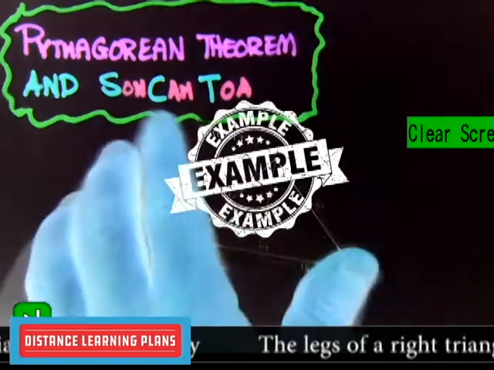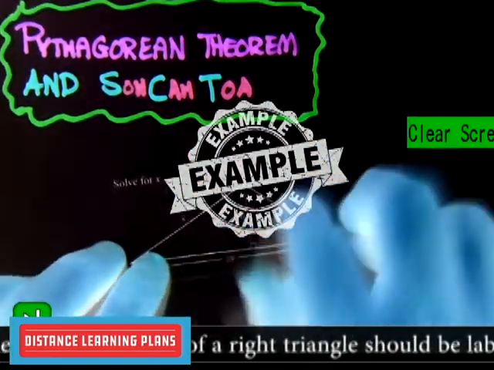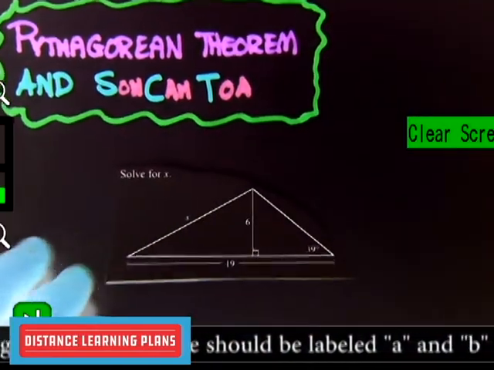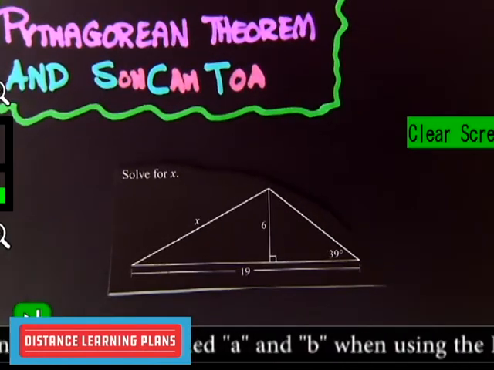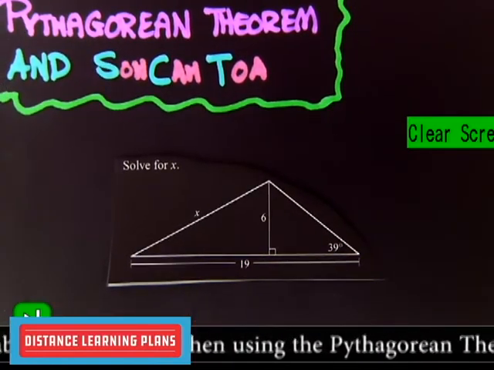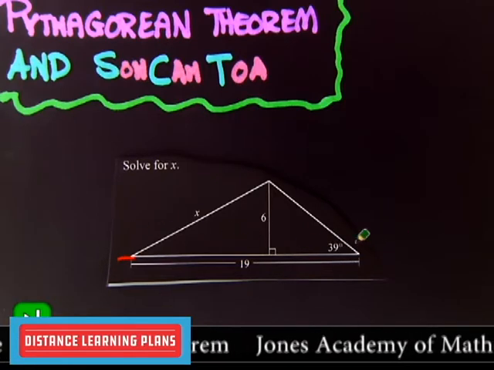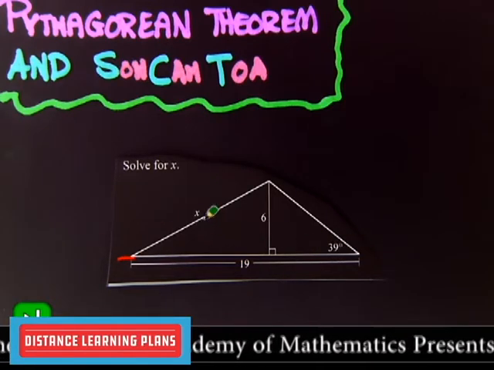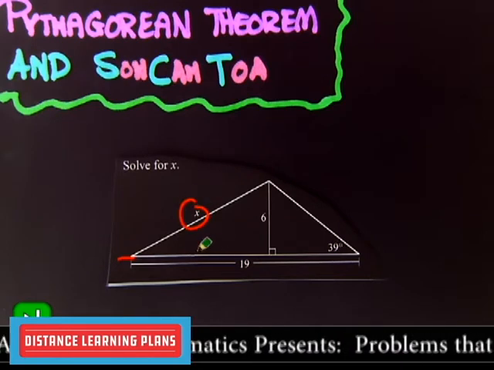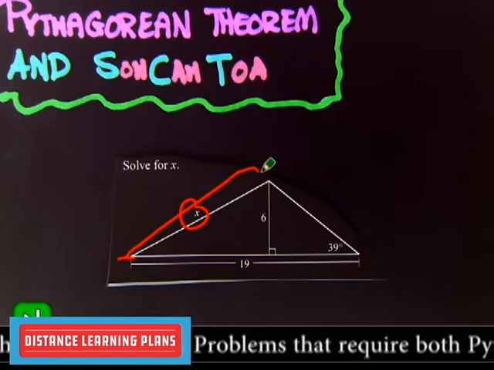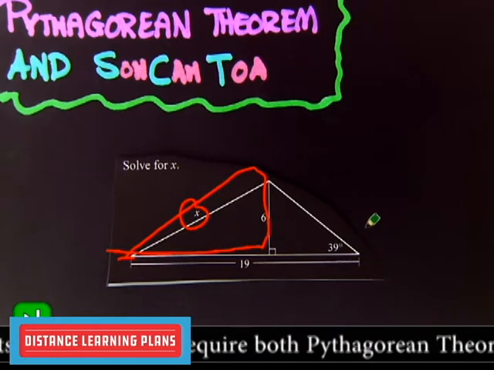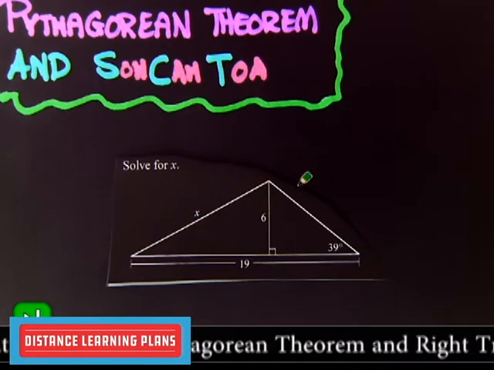Okay, and example number 2. The biggest difference on example number 2 is that the entire bottom is given. So they say 19 is the length from here to here. Okay, so that's going to be a little bit of a problem for us. Still, x is right here, which means we're not going to deal with this triangle to start out with. We're going to deal with the right triangle. So we're dealing with this one.